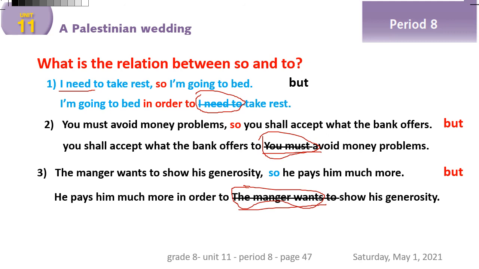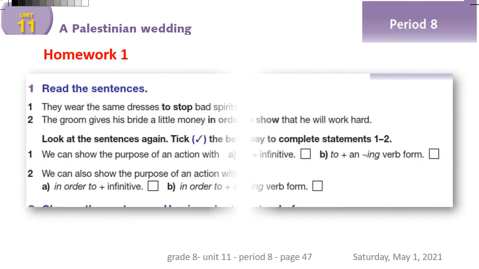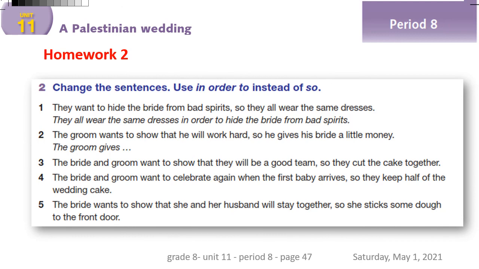Agreed? Now let's go to the last thing, which is, I believe, our homework. Yes, homework number 1. It is found on your book, page 47. افتح كتابك صفحة 47. التمرين الأول: read the sentences and tick. حط لي صح على المكان الصحيح. And homework, go to homework number 2. And again you can find it on page 47. نروح على 47.